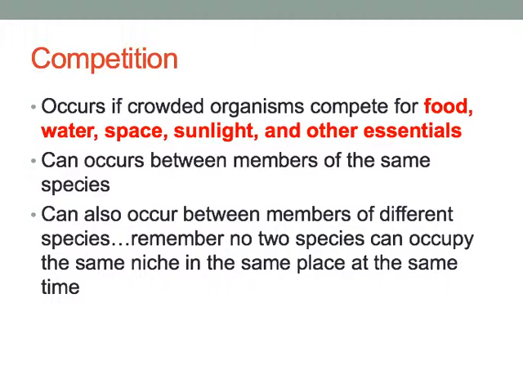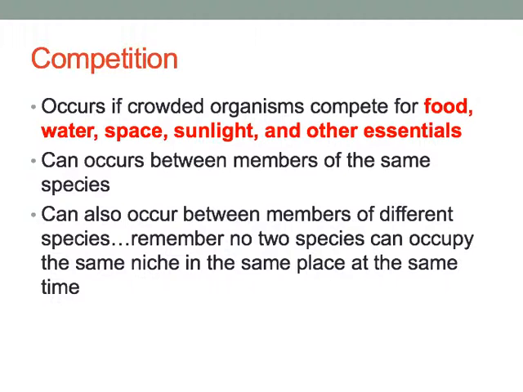Competition, which is a density-dependent factor, occurs if crowded organisms compete for food, water, space, sunlight, and other essentials. You might think sunlight is an odd factor to consider, but if we're talking about plant species, think about the rainforest and how we have different levels within the rainforest. All of these plants are competing for sunlight, so they have based their adaptations basically on how to get more sunlight.